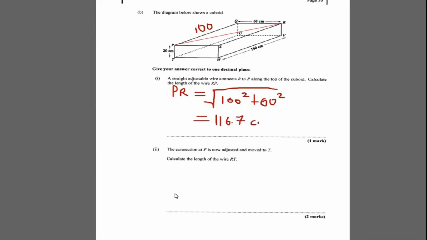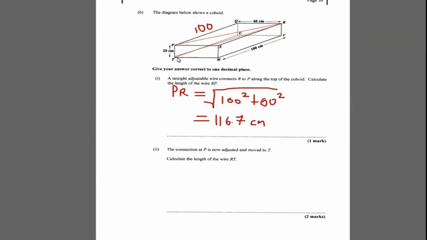Then it tells us that the connection at P is now adjusted and moved to T. Calculate the length of RT. So again, anytime you want to calculate the length of a wire, you need to just hold it out straight. So we want to go from here, to here.